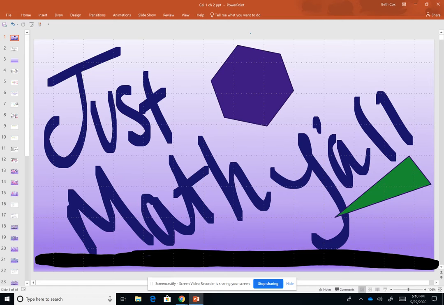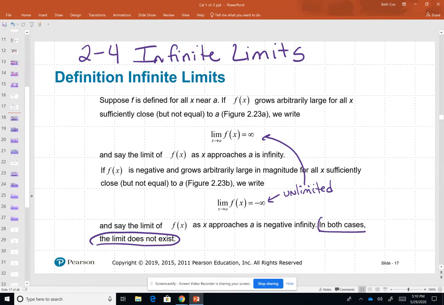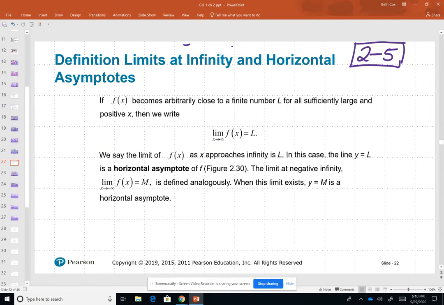We are doing limits at infinity. So this is section 2.5. Let's find 2.5. That's 2.4. There we go, 2.5: limits at infinity and horizontal asymptotes. If you remember horizontal asymptotes from your pre-calculus class, this should be familiar. We are going to do it slightly different, but the rules are kind of the same when it all boils down to it.